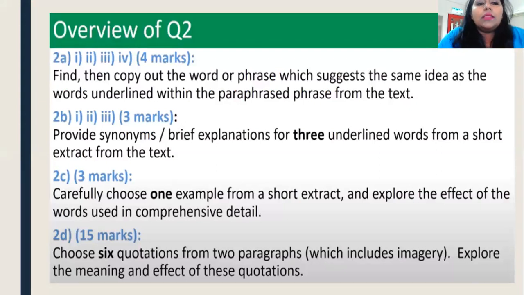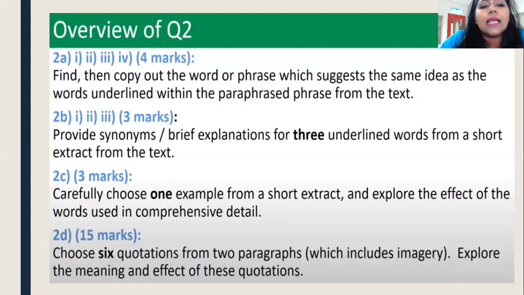So the first part of the question is 4 marks, which requires the candidates to copy out the word or phrase which suggests the same idea as the words underlined within the paraphrased phrase from the text. Okay, so they can give you words, they can give you phrases. So the key idea is you need to find the accurate answer from the original text.